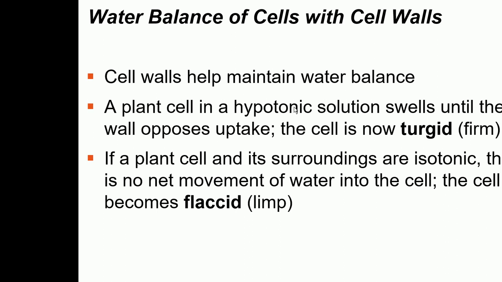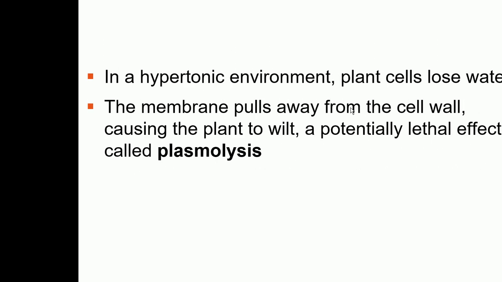So this is all what I just explained. A plant cell in hypotonic solution swells until the wall opposes uptake, and the cell is now turgid. In a hypertonic environment, the plant cells lose water and they are called plasmolysed.